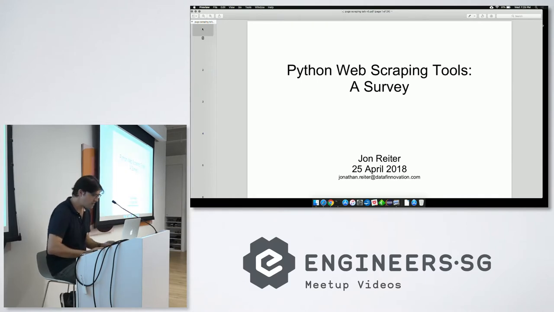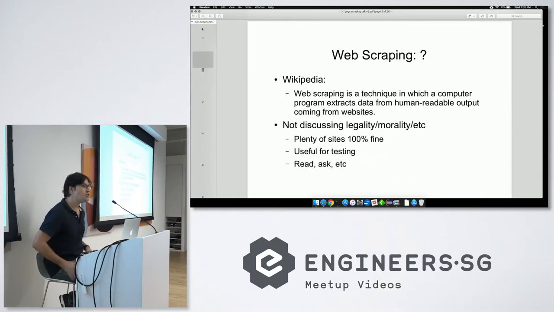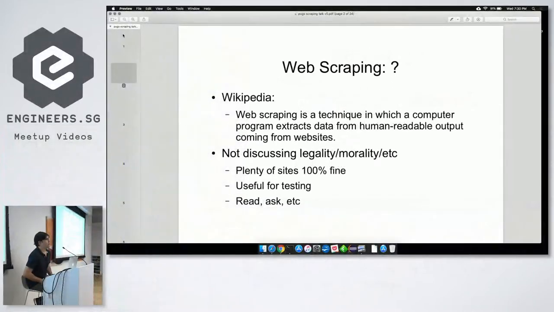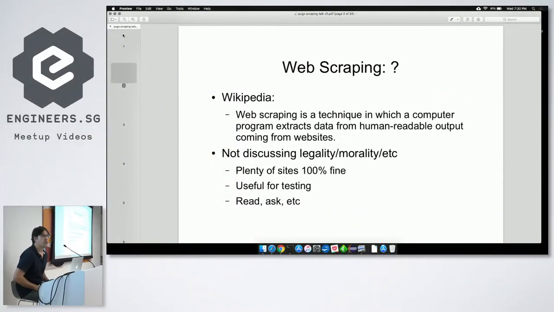So, all right. I'm going to give a survey of web scraping tools. So what is web scraping? It's a simple process where you're getting a computer to consume content that's aimed at people. So copying prices off of shopping websites, financial data off of stock exchange websites. You can pull tweets off Twitter if you wanted, all sorts of things.